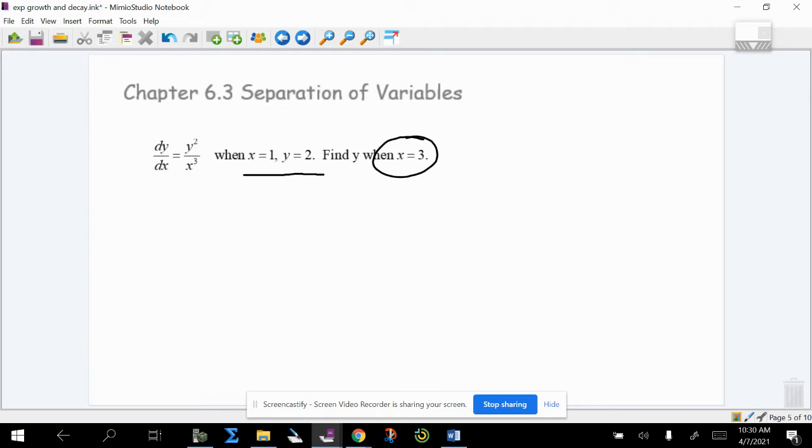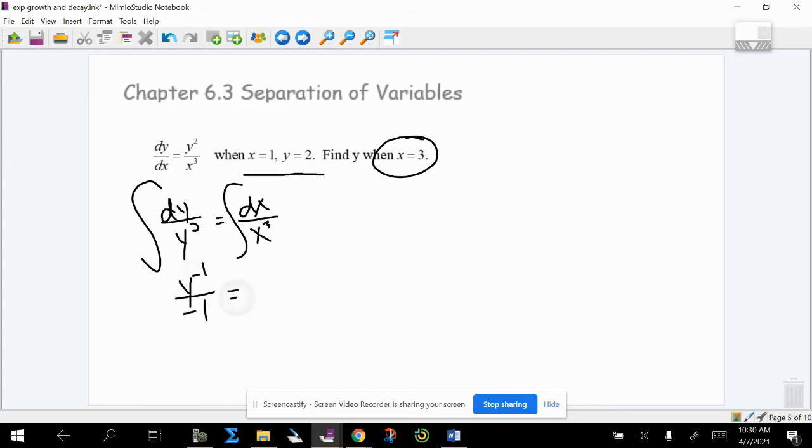So step 1 is to separate. So separating in this way, I'm going to divide the y squared to the left side. So I'm going to get dy over y squared. And then I'm going to move the dx to the right side. So I have dy over y squared equals dx over x cubed. Both of these are just power rules. I know a lot of the problems end up having natural logs or e's in them, but this one is not. It's just a power rule. So power 1 greater divided by that power. Power 1 greater divided by that power.